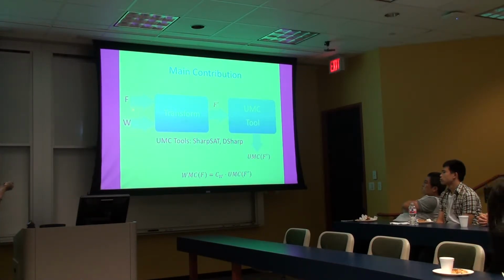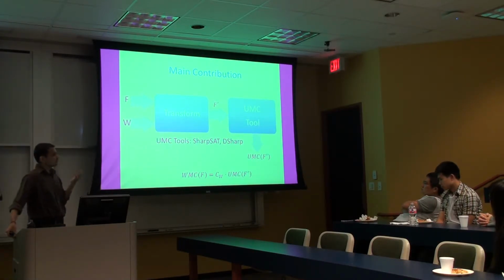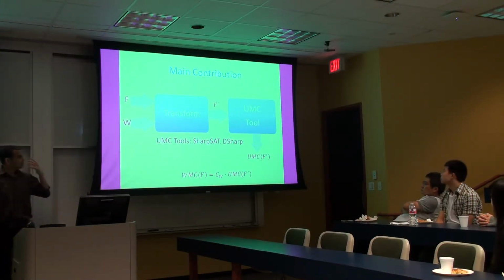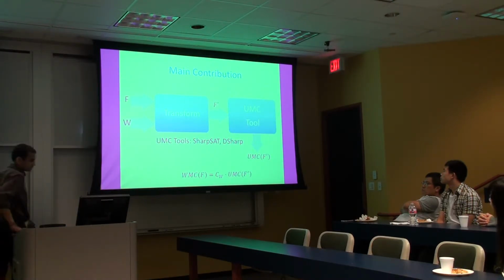So what we do here is that we propose a transformation that takes the formula f and the weight function w, and transforms them into a formula f prime, so that if you compute the UMC, the unweighted model count of f prime, the weighted model count of f is some constant that depends on the weight function, multiplied by the unweighted model count of f prime.